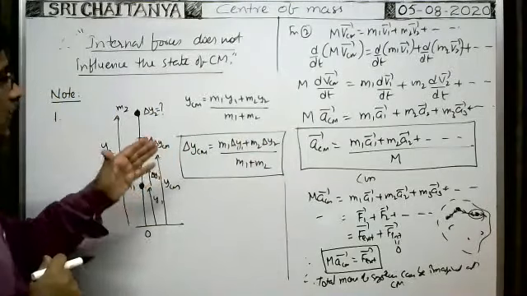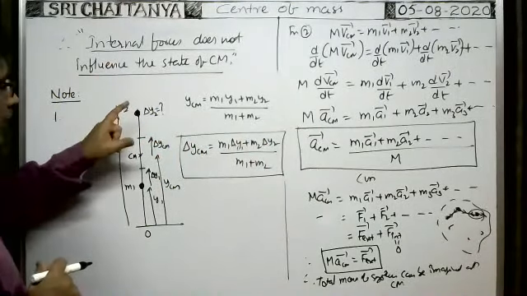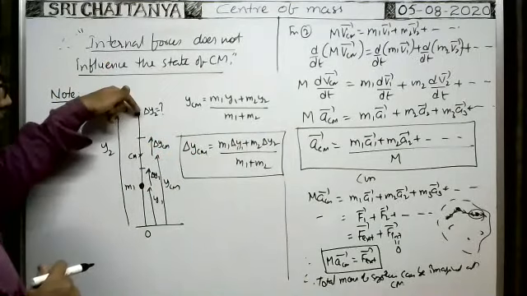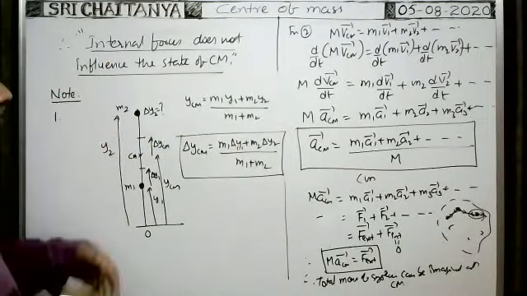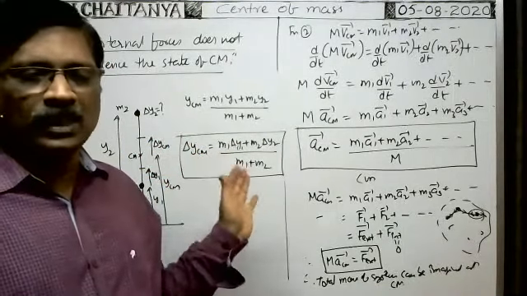If you get delta y2 positive, that indicates the second particle displaces upwards. If it is negative, it is opposite to this one. That's why delta y2 is in this direction. In such a way we have to write. This concept is also important. Once in the mains paper it was asked.